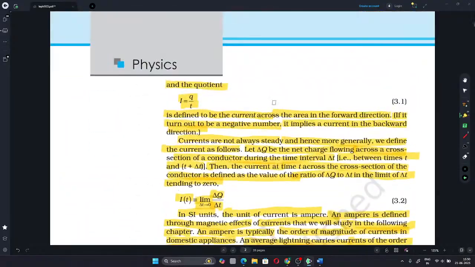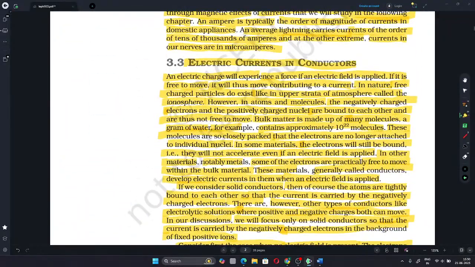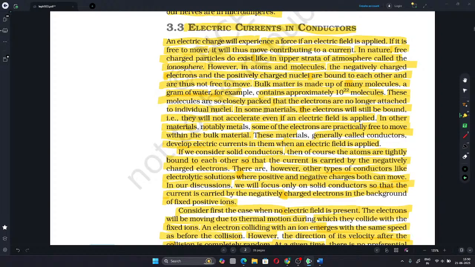Let's read this topic again. An electric charge will experience a force if an electric field is applied. If it is free to move, it will thus move, contributing to current. In nature, free charged particles do exist, like in the upper strata of the atmosphere called the ionosphere. However, in atoms and molecules, the negatively charged electrons and positively charged nuclei are bound together and thus not free to move.